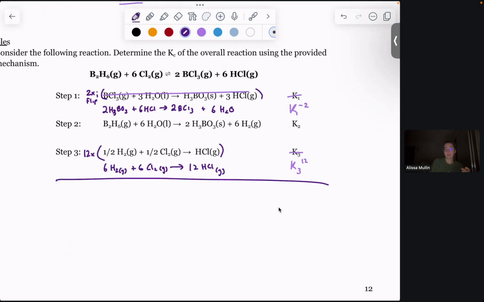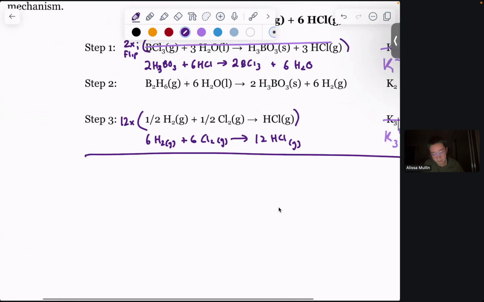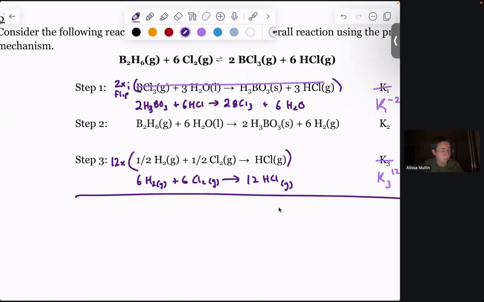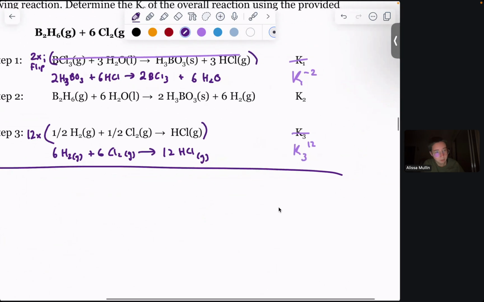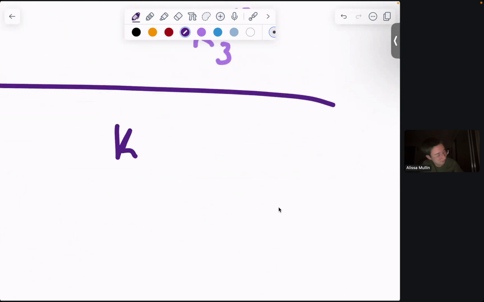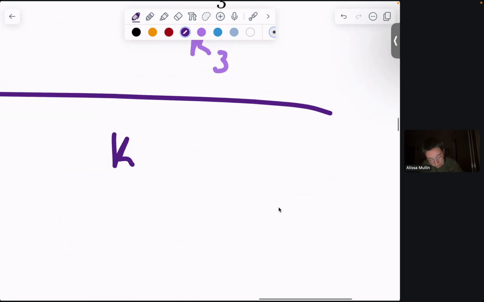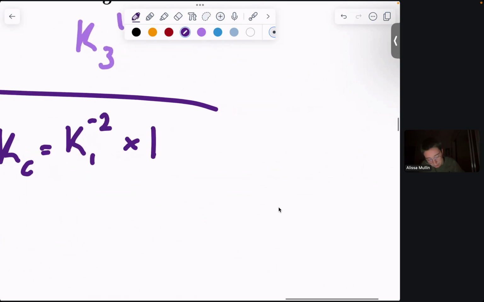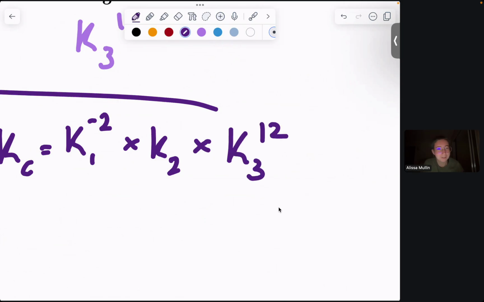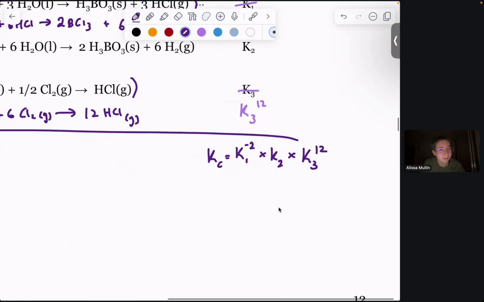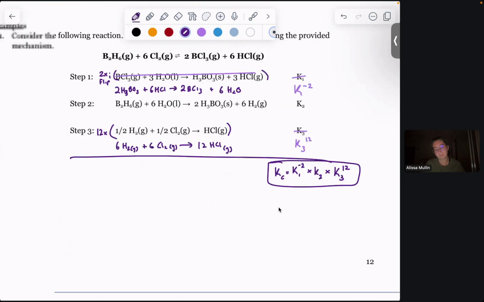So when I go to get my K overall, and again, you could go through and make sure these cross out and cancel the way that you want them to. But they do. So the K expression for this, you'd have to multiply together the squared inverse of the first K and the second K, and then multiply that by the third K to the, I don't know what it's called when you raise it to the 12th power, but to the 12th power. Cool. So that would be your expression for that.